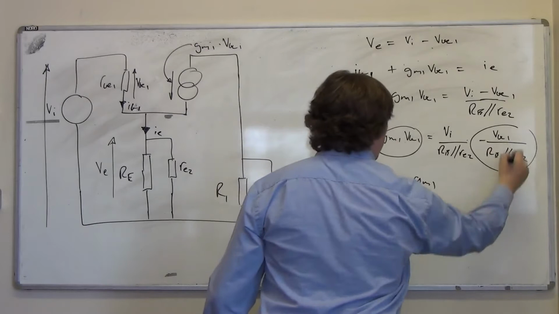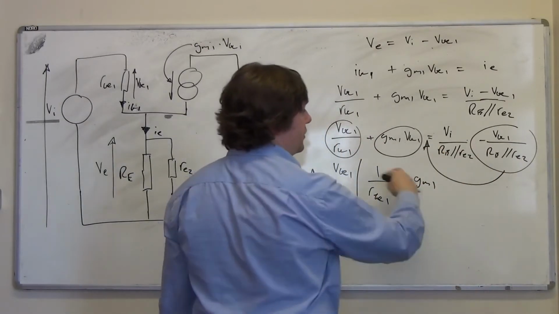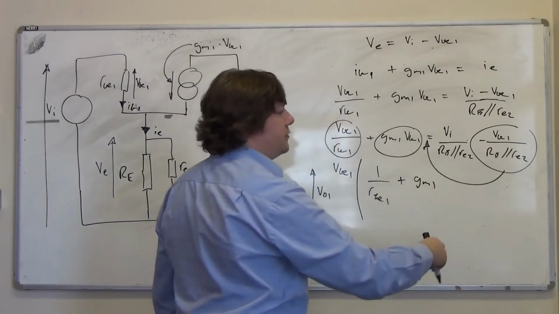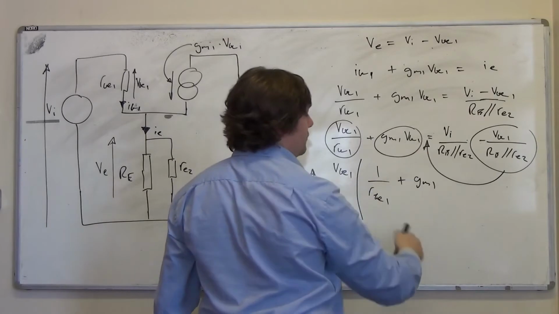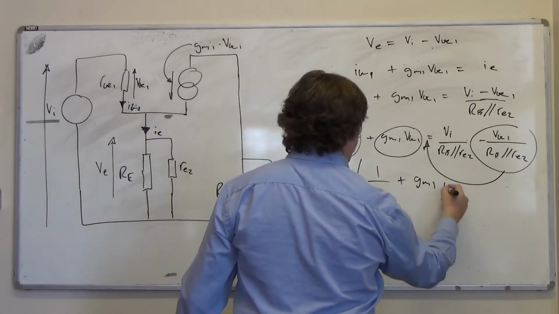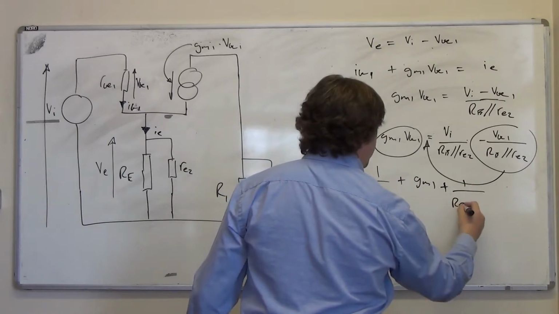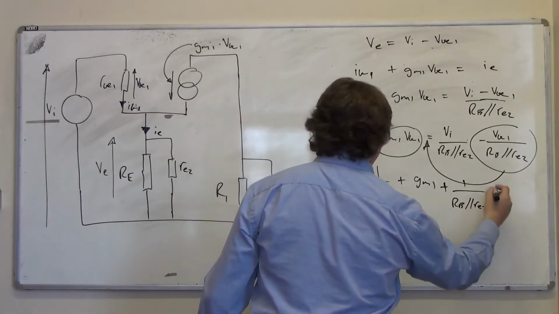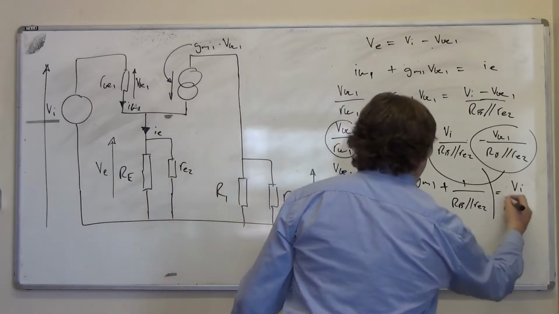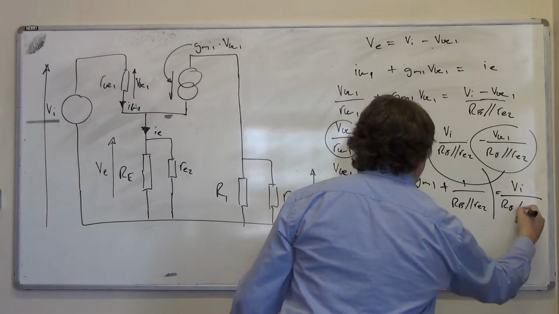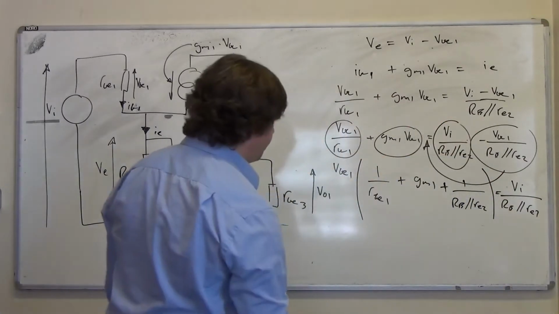This term is going up there, and that minus sign is going to go away because we're essentially going to add this term to both sides. Adding it to this side will make it cancel, and adding it onto this side will make it positive. So I'll say plus 1 over RE parallel RE2, close bracket, equals VI upon RE parallel RE2, and that is this term here. Righty.